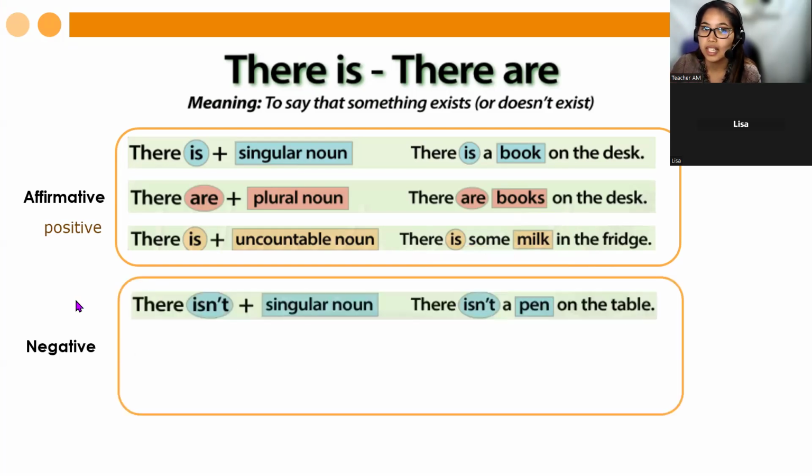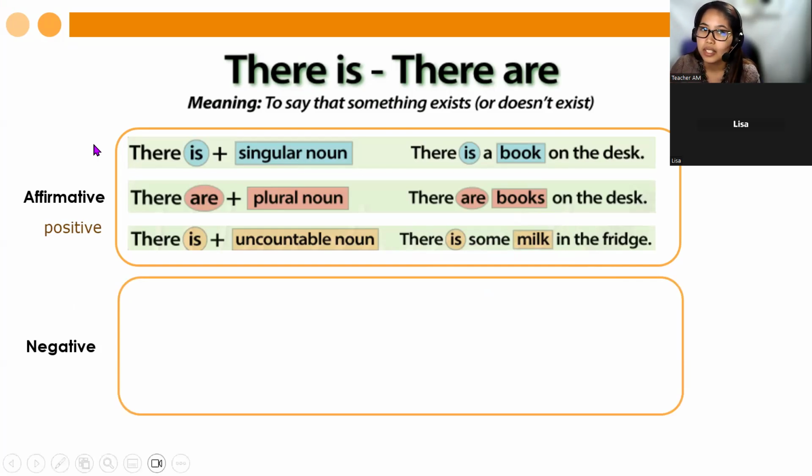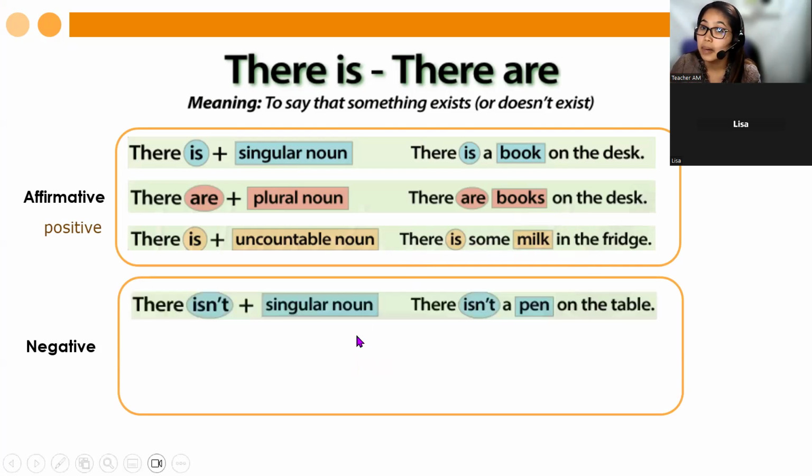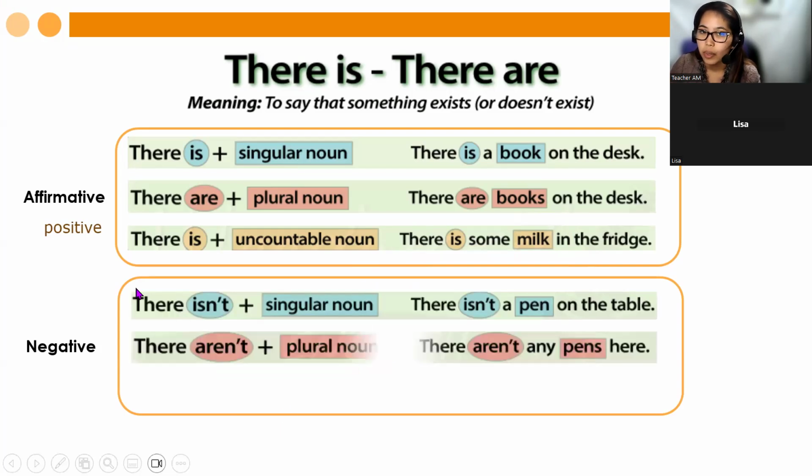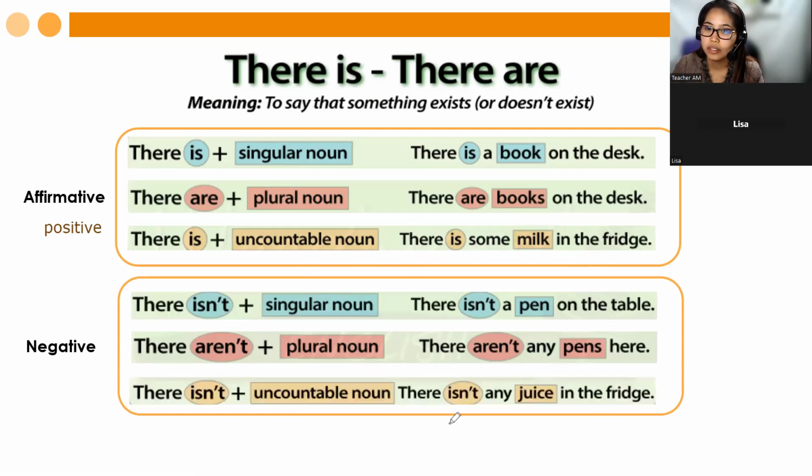Okay, and here we have negative. When we say negative, Dolin, sentences that you say not. Now here, there isn't a pen on the table. What about for aren't? Could you please read? There aren't any pens here. Great. Then in here, there isn't any juice in the fridge.